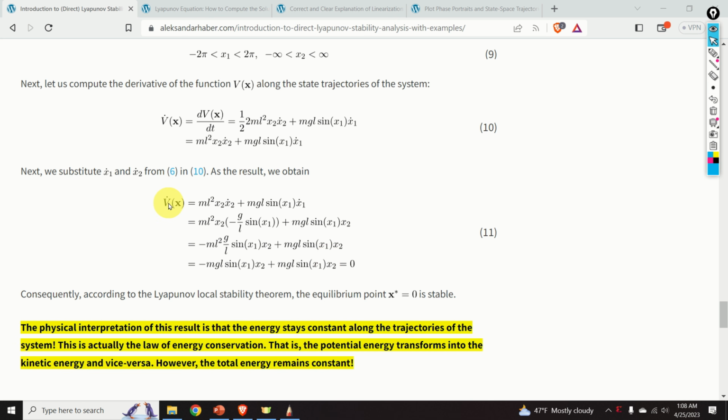And we can conclude that V dot of x is equal to 0. Consequently, according to the Lyapunov local stability theorem, the equilibrium point x star is stable. This is because V dot of x is equal to 0. The physical interpretation of this result is that the energy stays constant along the trajectories of the system. This is actually the law of energy conservation. That is, the potential energy transforms into the kinetic energy and vice versa. However, the total energy in the system remains constant.